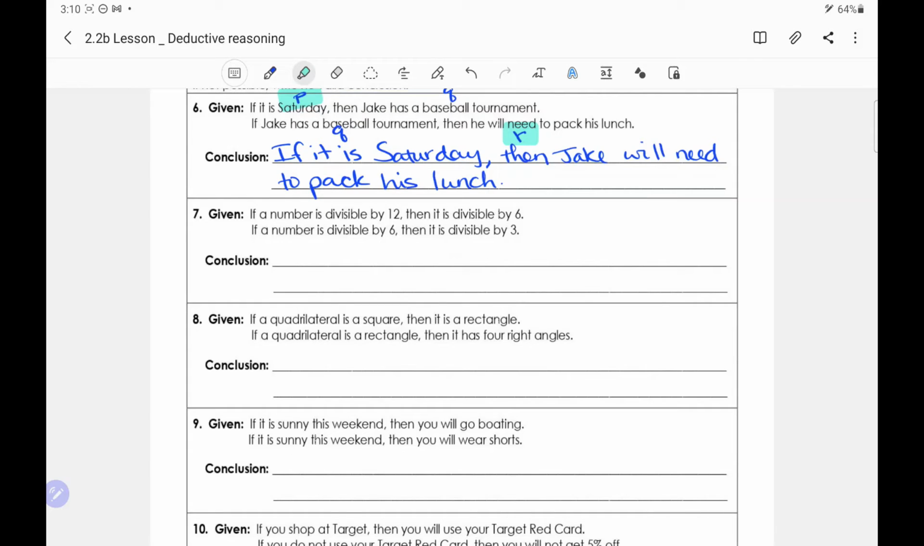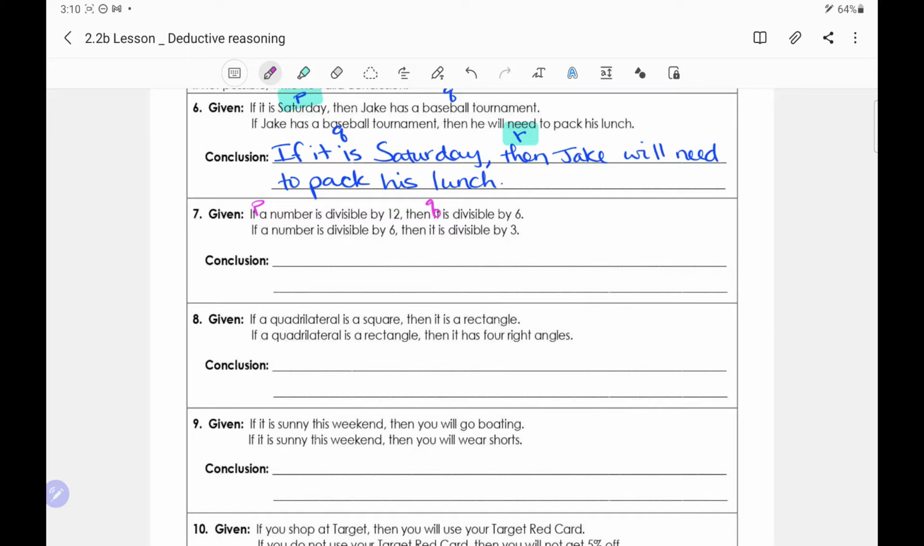If a number is divisible by 12, then it is divisible by 6. If a number is divisible by 6, then it is divisible by 3. So see if you can think it through on your own. If not, that's fine. We'll go ahead and label, but just give it a try for a moment. If a number is divisible by 12, then it is divisible by 6. If a number is divisible by 6, then it is divisible by 3. I'm going to go ahead and label again. This is my P. If a number is divisible by 12, then it is divisible by 6.